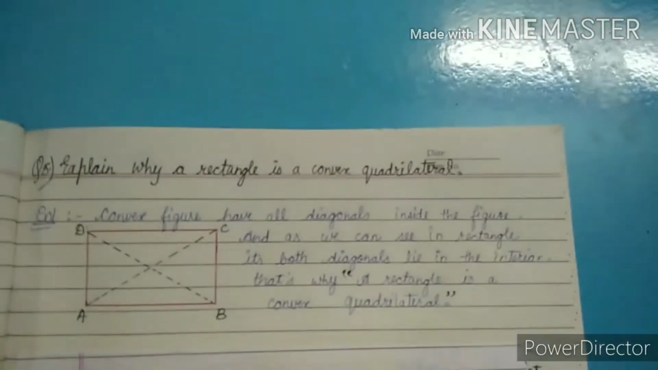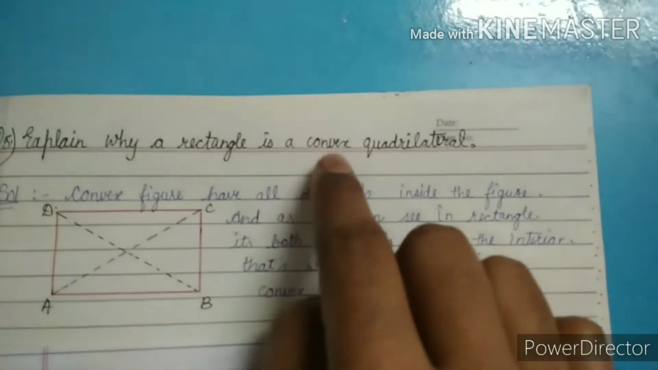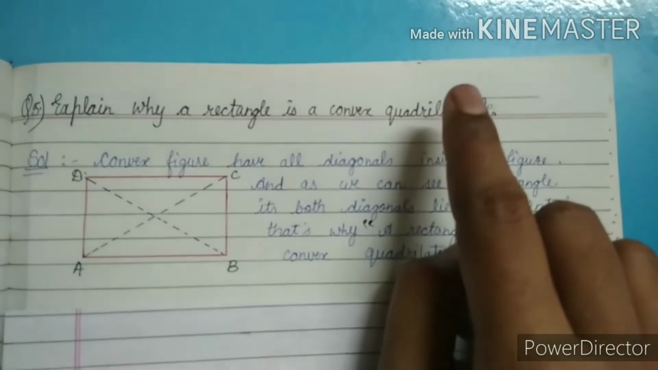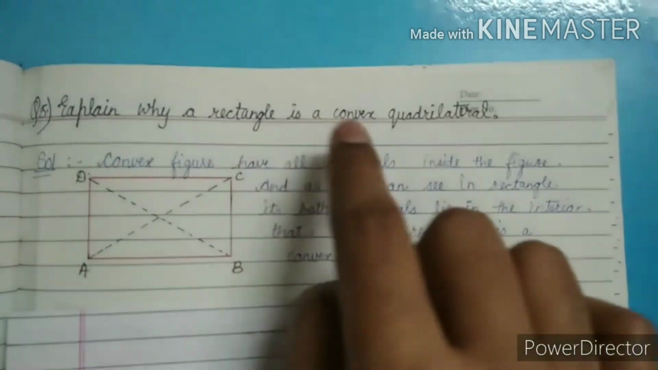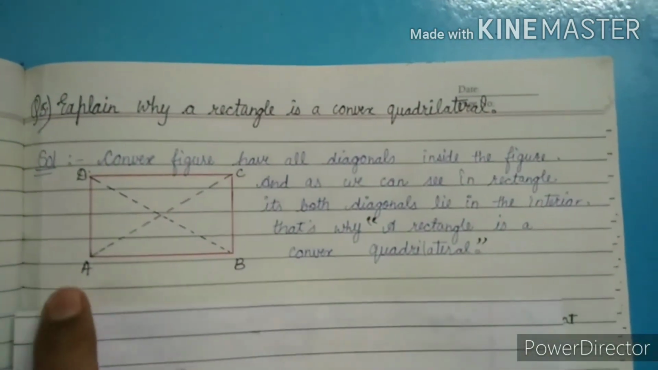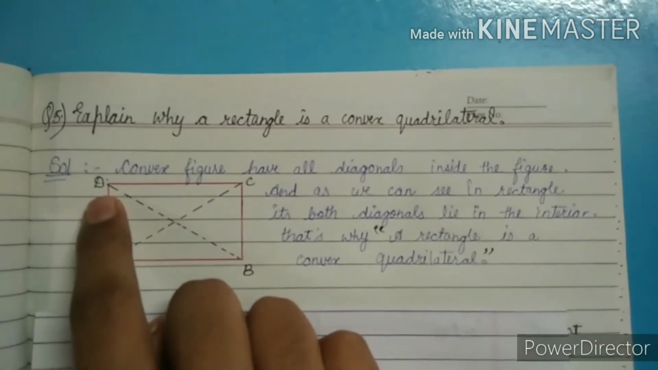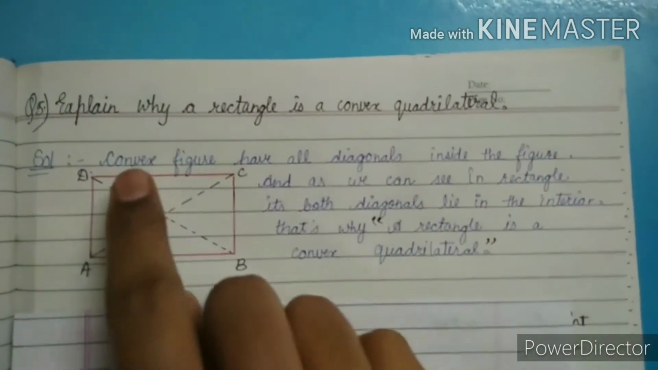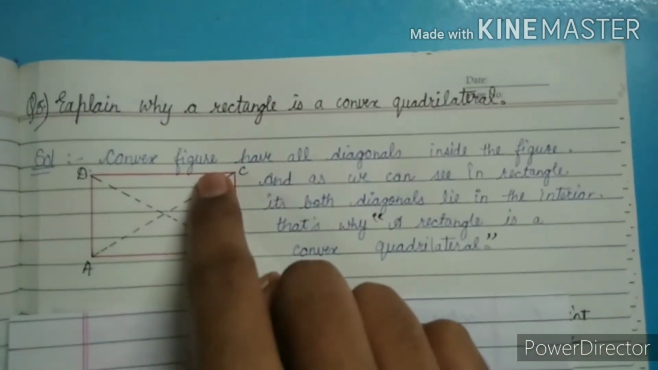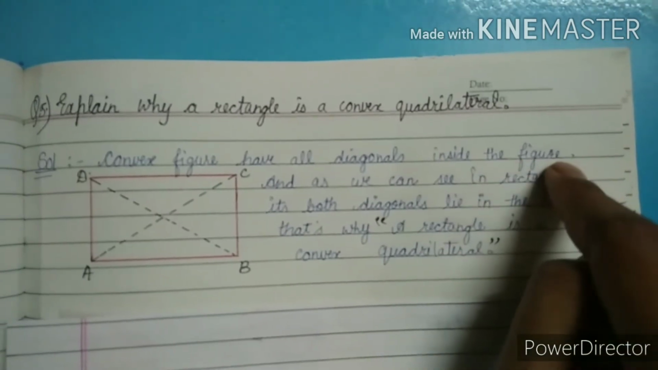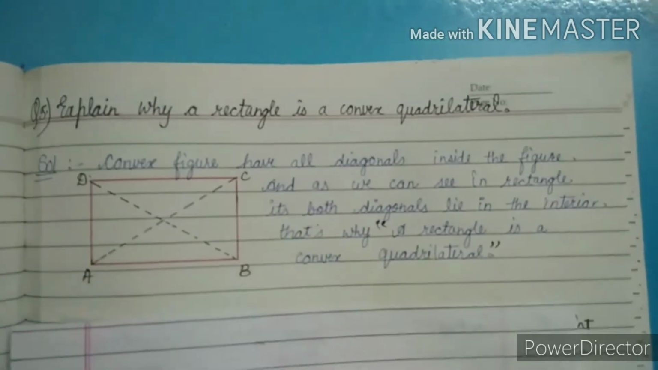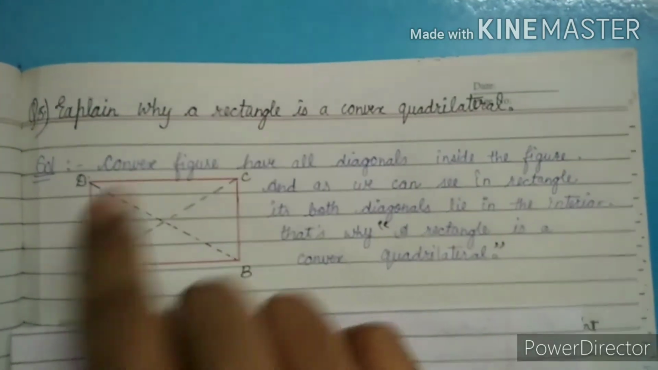Question number 5 is: explain why a rectangle is a convex quadrilateral. Quadrilateral means having four sides. So we have to explain why a rectangle is a convex quadrilateral. Firstly we draw a rough sketch of a quadrilateral, with vertices named A, B, C and D, and its diagonals. Firstly, what is the meaning of convex? A convex figure has all its diagonals inside the figure, in the interior part of the figure.